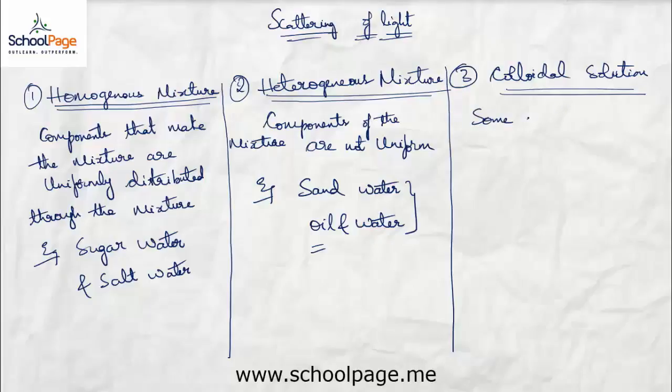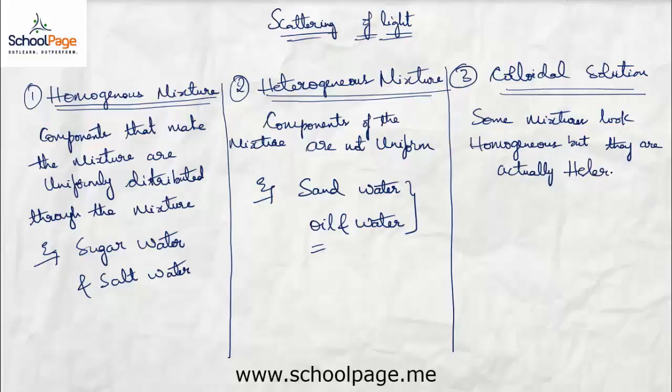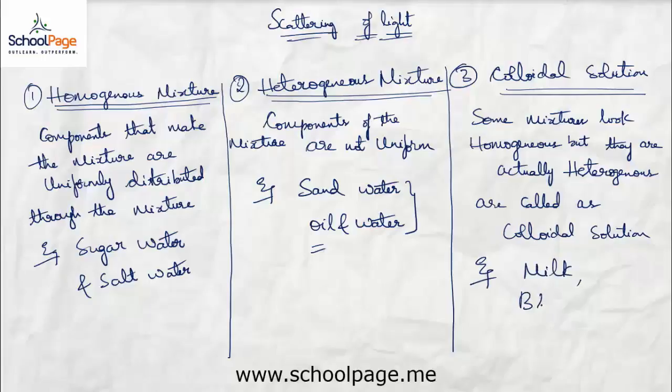Some mixtures look homogeneous, but they are actually heterogeneous. Such a mixture is called a colloidal solution. Example, milk, blood, etc. When you look at milk or blood with the naked eye, you may notice that the components are uniformly distributed throughout the mixture. But when you look at these solutions through a microscope, you may notice that the components of the mixture are not uniformly distributed. So such a solution which looks homogeneous but is actually a heterogeneous mixture is known as a colloidal solution.